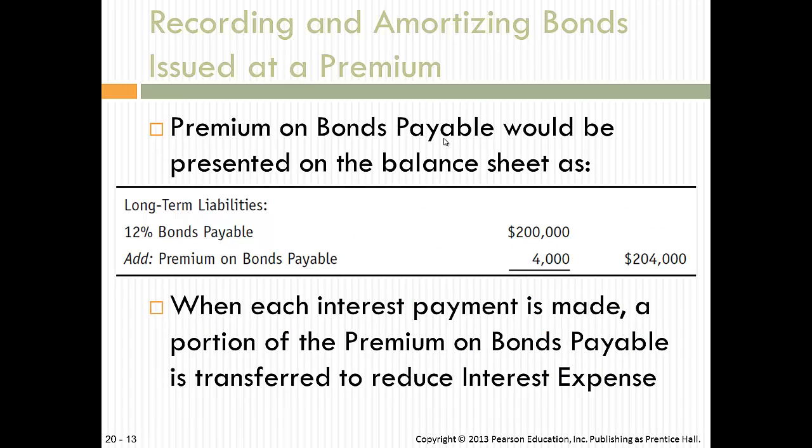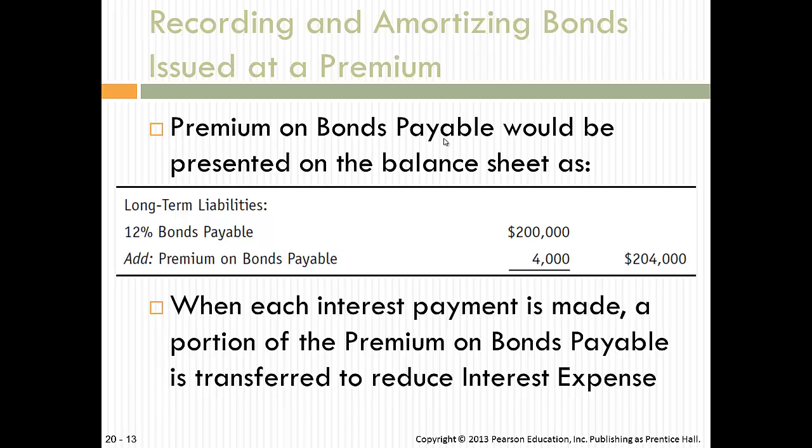Here we have the balance sheet presentation on the balances in the accounts we used in the last journal entry. Again, we have bonds payable in the long-term liability section of the balance sheet. Listed directly underneath, we have premium on bonds payable. In this case, the premium is added. Premium on bonds payable is called an adjunct liability account. To the far right is that very important number of $204,000, which is called the carrying value of the bond.